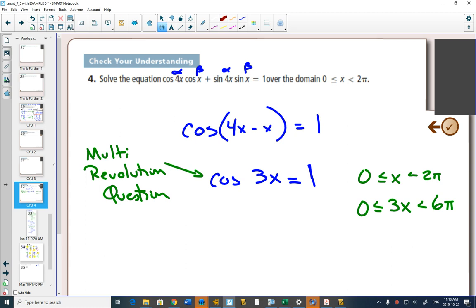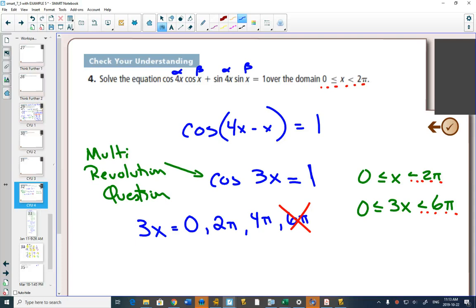We solve for 3x. Is 1 on your pie plate? Yes. When is cos equal to 1? At 0 and 2 pi. That's the first time around. How many times around do we need to go? 3 times around for 3x. Second time around would be 2 pi and 4 pi. Third time around would be 4 pi and 6 pi. But because 2 pi wasn't included in the original domain, 6 pi isn't included in 3x's domain.